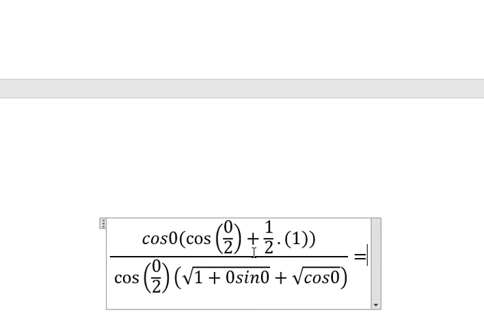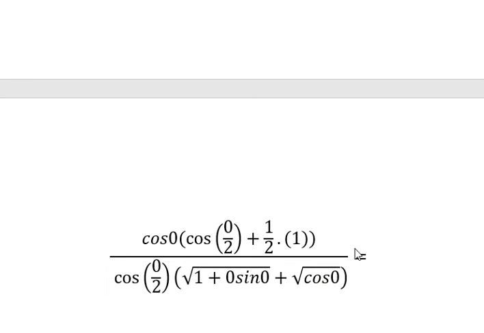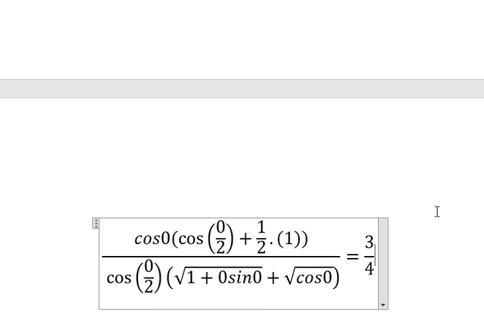So we simplify this one and we have 3/4. This is the end.